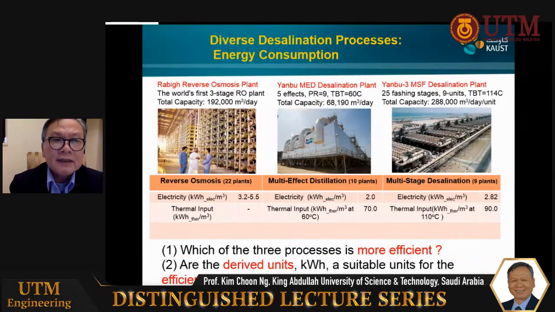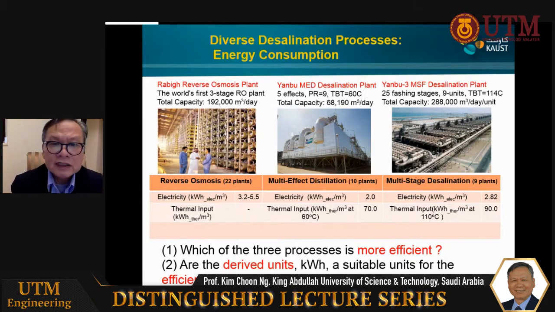Now you can see the typical diverse desalination processes or methods available in the Kingdom of Saudi Arabia. You have seawater RO plants on the left, typically supplying 192,000 meter cube per day. You have the MED plant, the experimental plant at Yambu, supplying 68,000 meter cube per day, and a very large multi-stage flashing plants, which is a thermally driven desalination plant on the coast of the Red Sea.